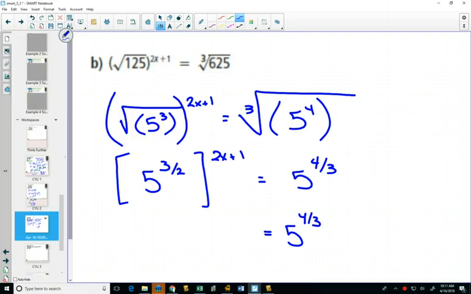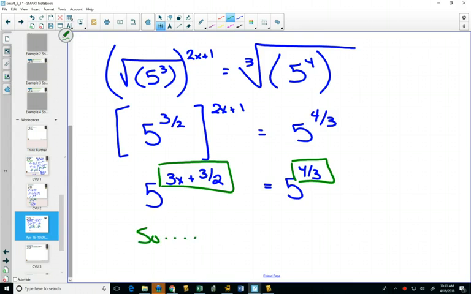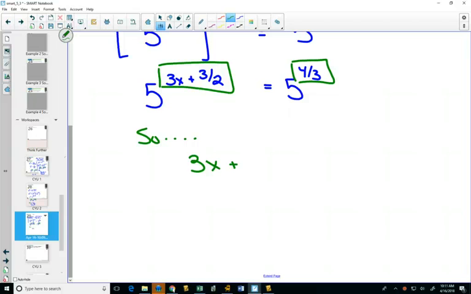On the left-hand side, we still need to use our exponent law here. Power to a power means we're going to multiply. If I distribute the 3 halves, I'm going to get 3x plus 3 halves. And so now we have successfully got both sides as a power of 5. And we can go, so 3x plus 3 halves equals 4/3.